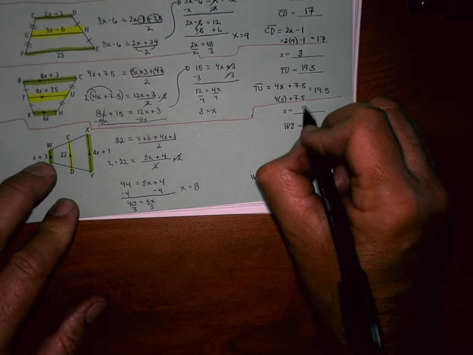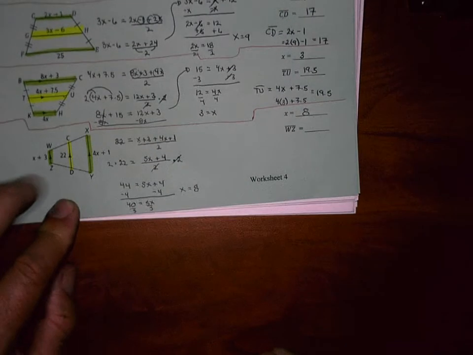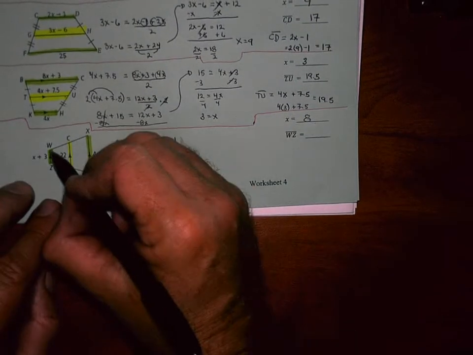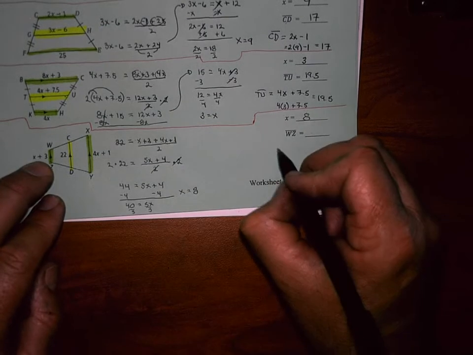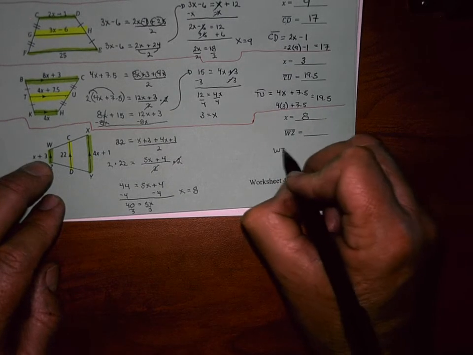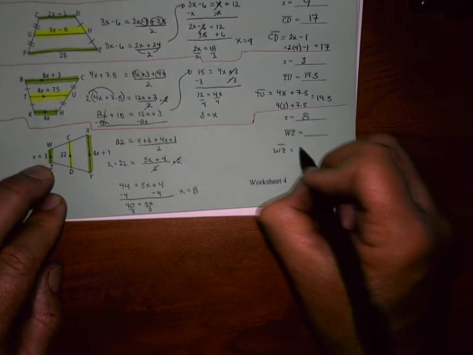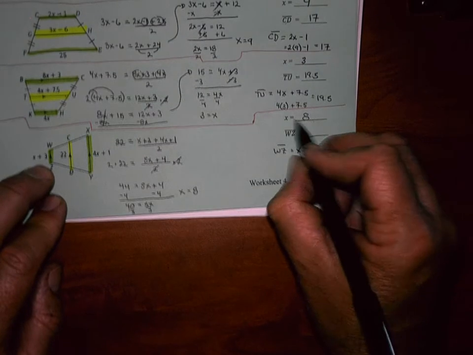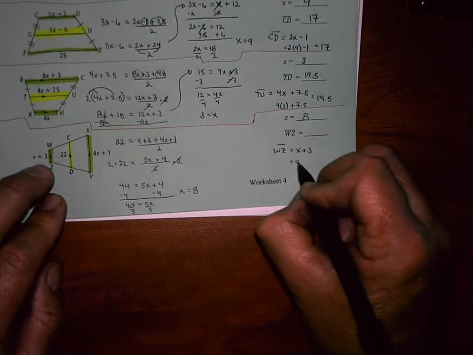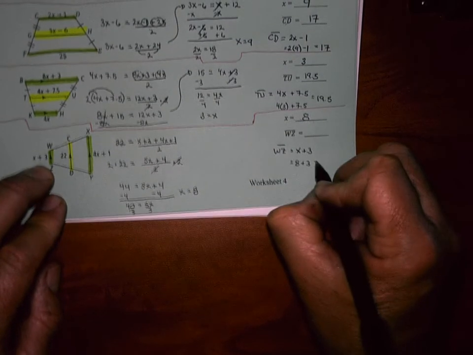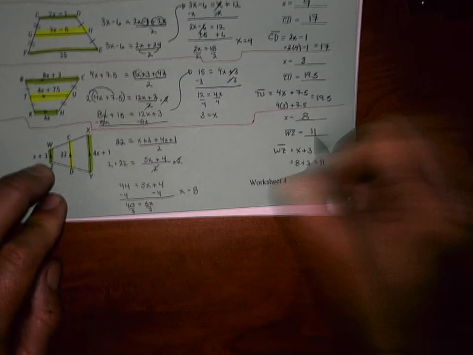Okay, then I want to find the length of W to Z. So W to Z is represented by the expression x plus 3. We just found out that x is equal to 8, so I'm going to substitute 8 in the place of x. 8 plus 3 is 11. Okay, so that would be number 7.